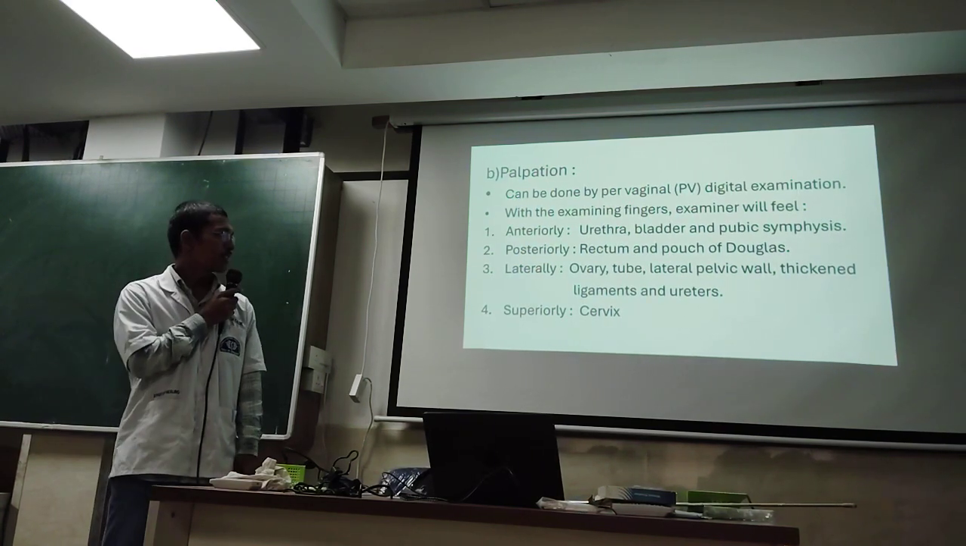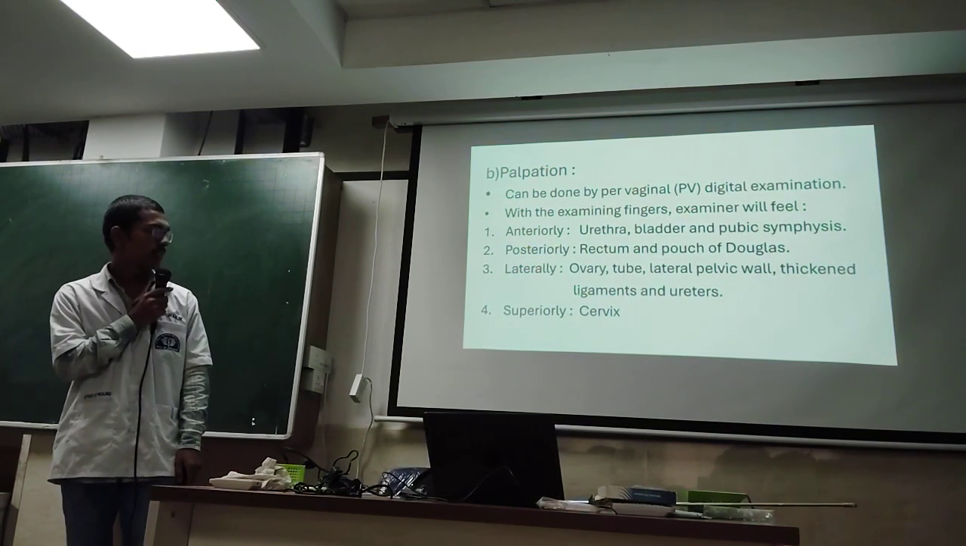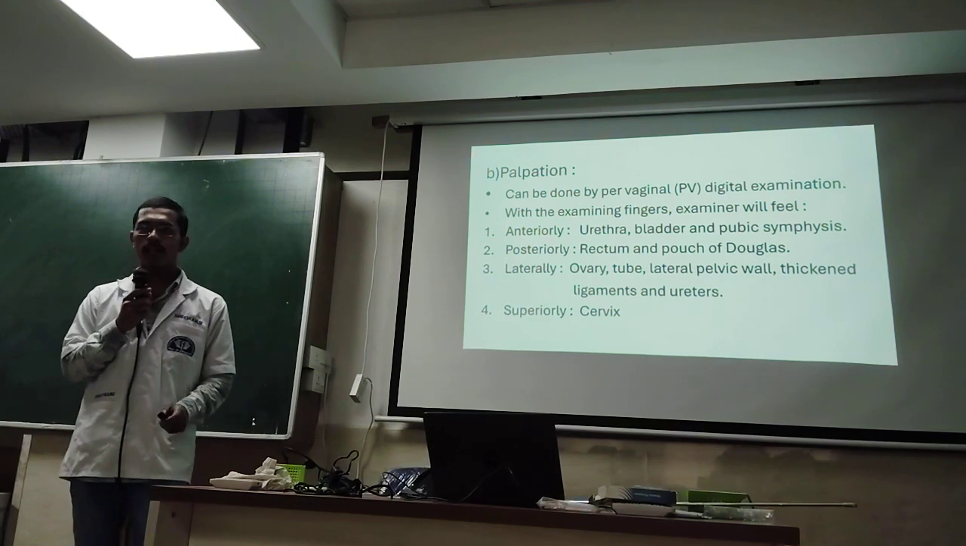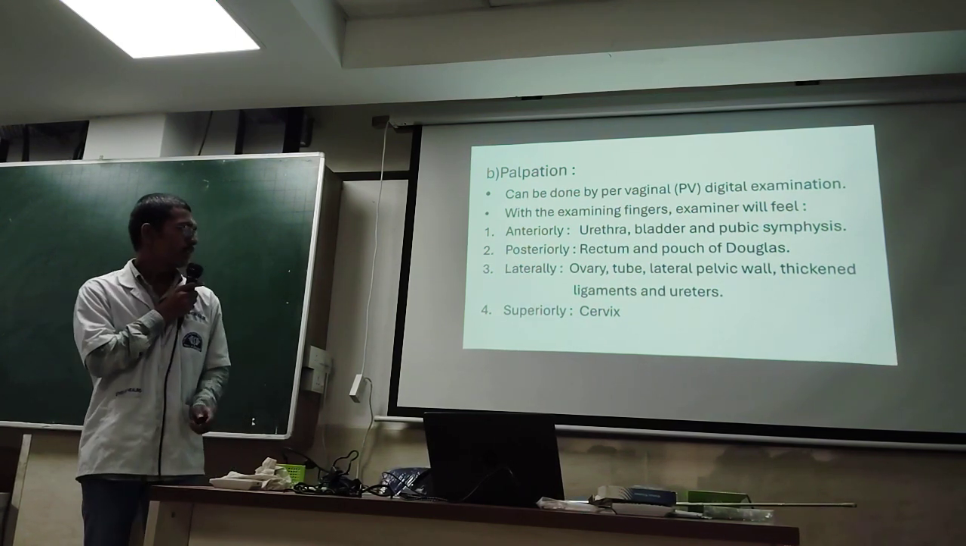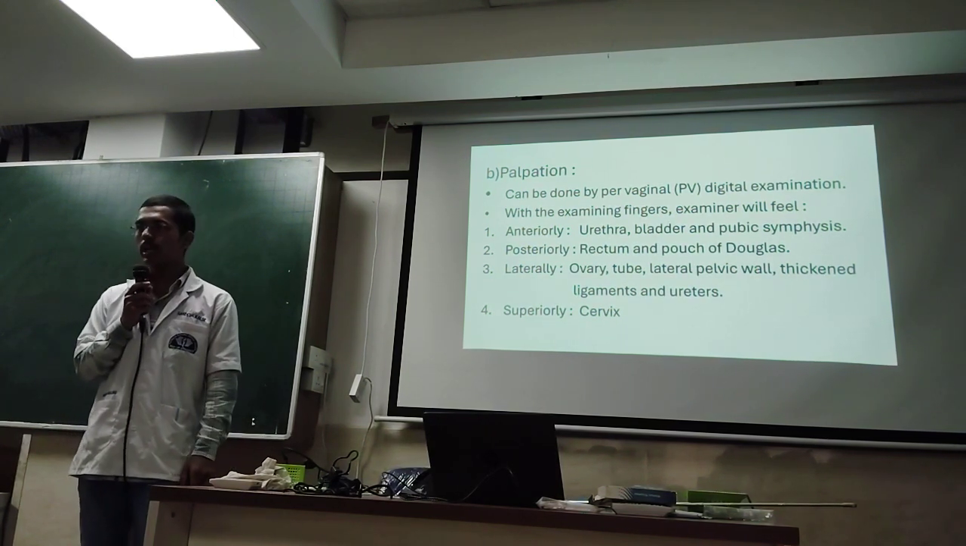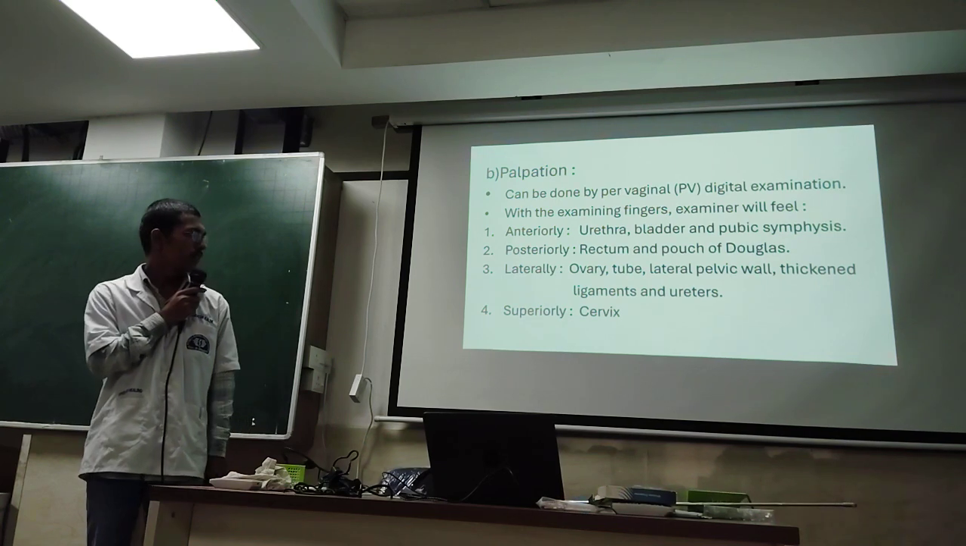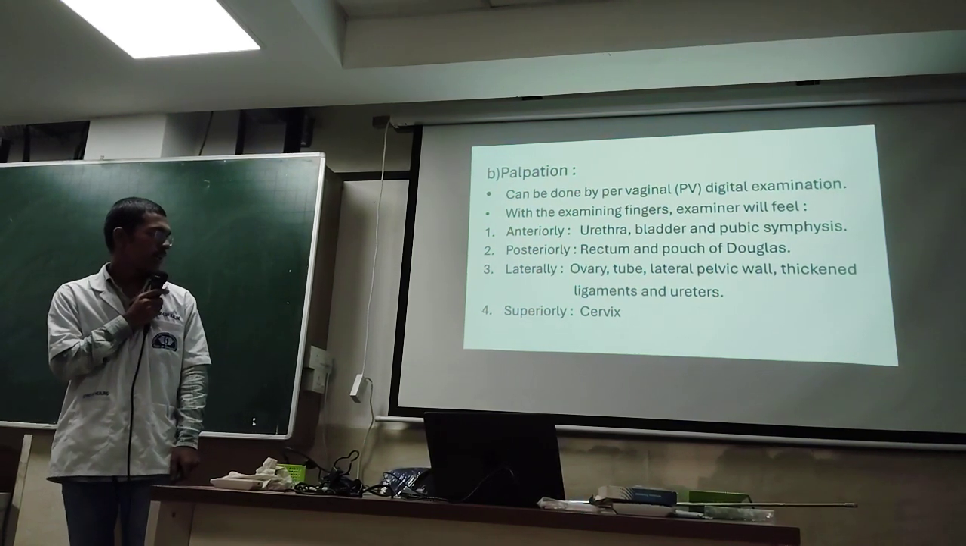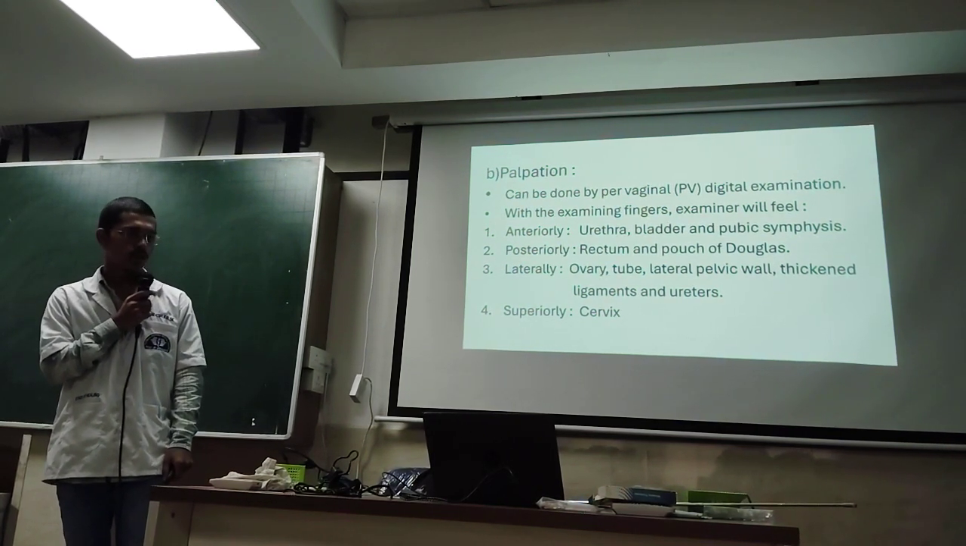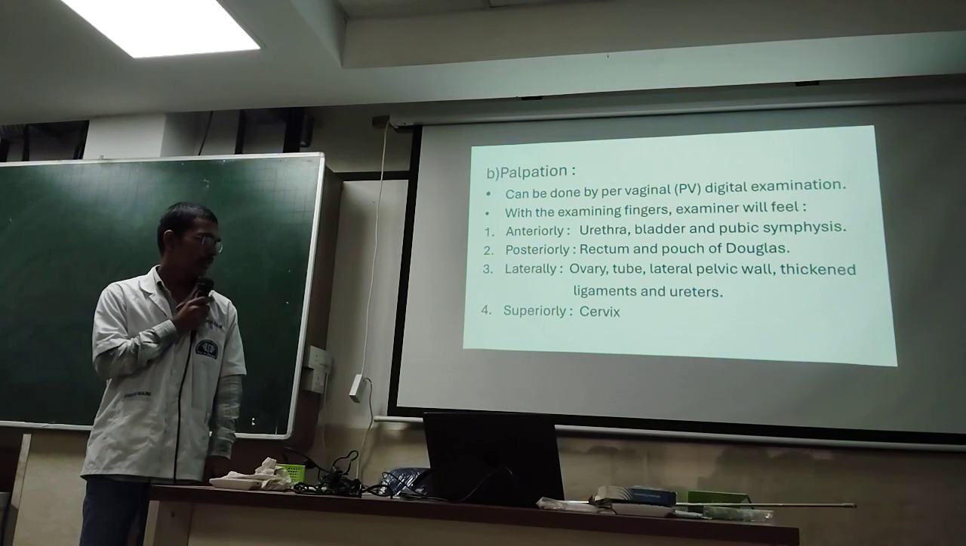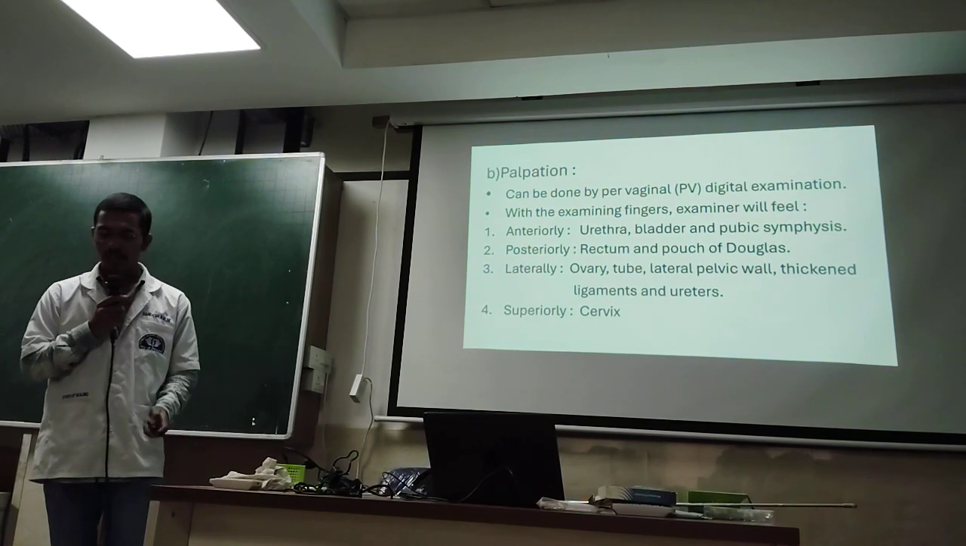In palpation, which can be done by per vagina digital examination, whenever an examiner is palpating, he will feel anteriorly the urethra, bladder and pubic symphysis. Posteriorly, he will feel rectum and pouch of Douglas. Laterally, the ovary, fallopian tube, lateral pelvic wall, and thickened ligaments and ureter, and superiorly there will be cervix.